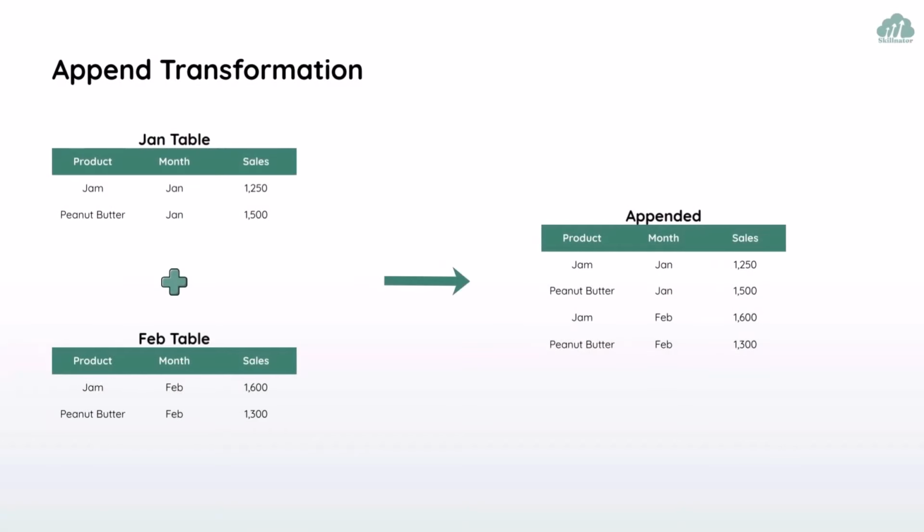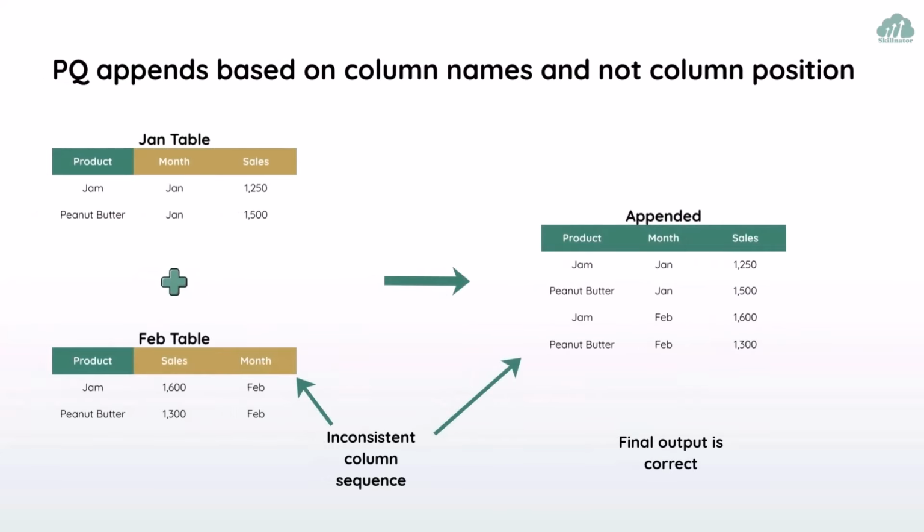So basically, the append feature stacks different tables on top of each other. It helps in data consolidation. However, you have to be careful about some points when appending tables. The first thing to remember is that Power Query decides how to combine columns based on the column names and not the column position. So for example, if column sequence is different across the tables, but the column names are identical, Power Query will successfully combine the columns.